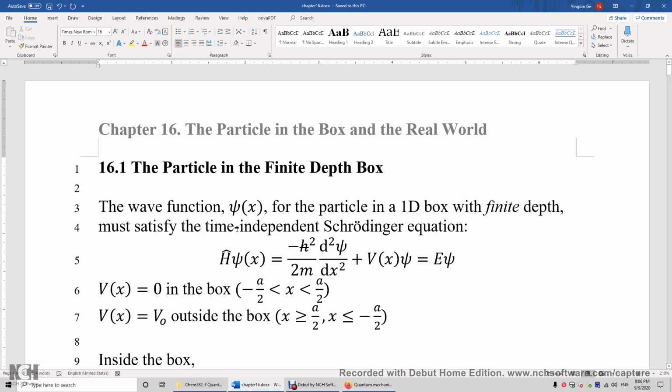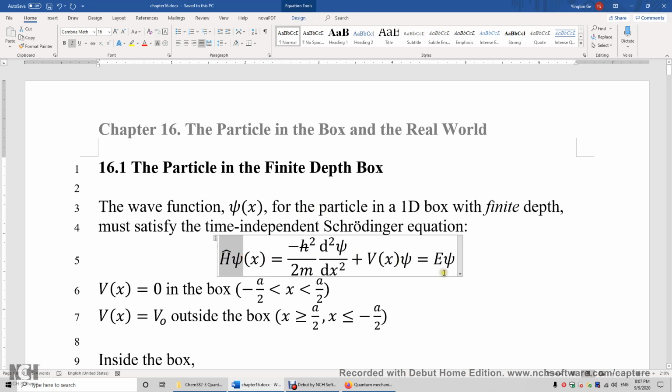This is Physical Chemistry, Part 3, Quantum Chemistry, Chapter 16, The Particle in the Box and the Real World, Section 16.1, The Particle in the Finite Depth Box. The wave function for the particle in a one-dimensional box with a finite depth must also satisfy the Schrodinger equation.